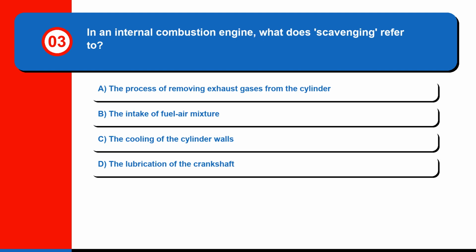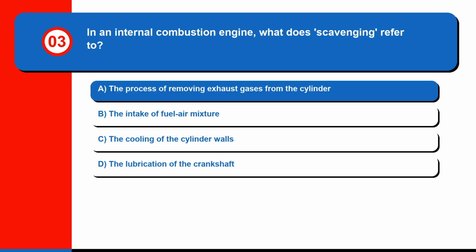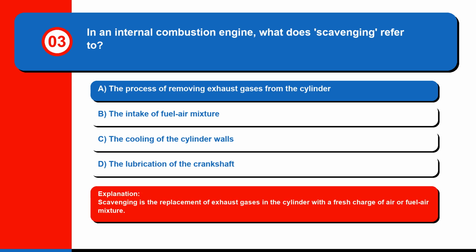Question 3. In an internal combustion engine, what does scavenging refer to? A. The process of removing exhaust gases from the cylinder. B. The intake of fuel-air mixture. C. The cooling of the cylinder walls. Or D. The lubrication of the crankshaft. The correct answer is A. The process of removing exhaust gases from the cylinder. Scavenging is the replacement of exhaust gases in the cylinder with a fresh charge of air or fuel-air mixture.